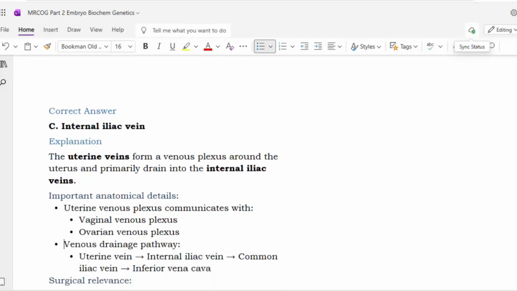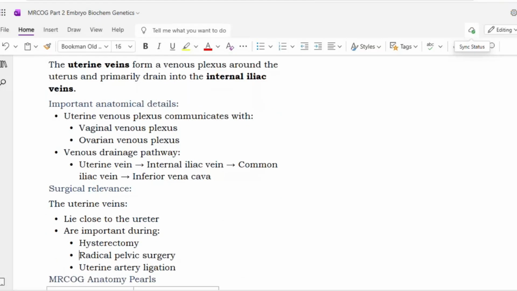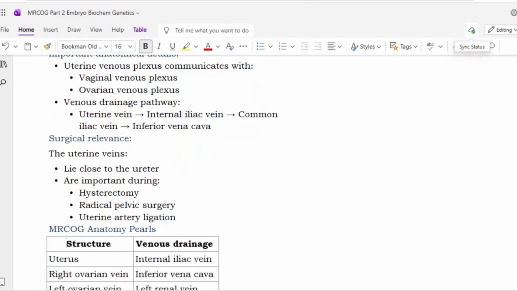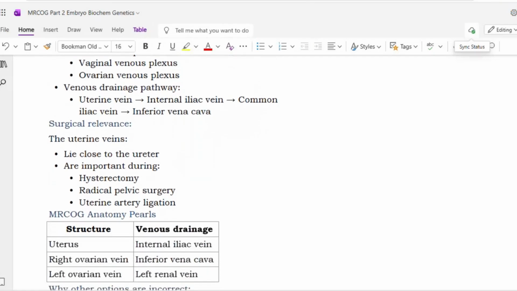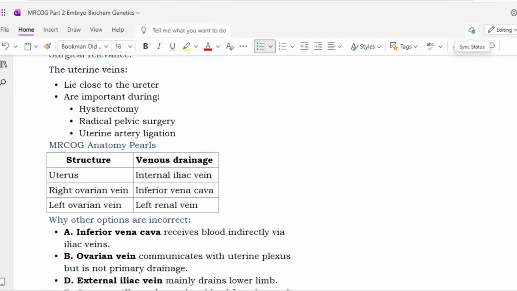The uterine veins form a venous plexus around the uterus and primarily drain into the internal iliac veins. The uterine venous plexus communicates with the vaginal venous plexus and ovarian venous plexus. The venous drainage pathway is from the uterine vein to the internal iliac vein to the common iliac vein and inferior vena cava. The uterine veins lie close to the ureter and are important during hysterectomy, radical pelvic surgery, and uterine artery ligation. So the uterus drains into the internal iliac vein; the right ovarian vein drains into the inferior vena cava, while the left ovarian vein drains into the left renal vein.